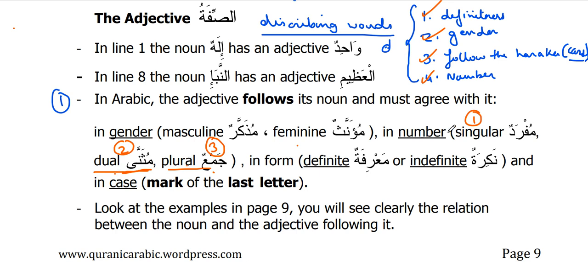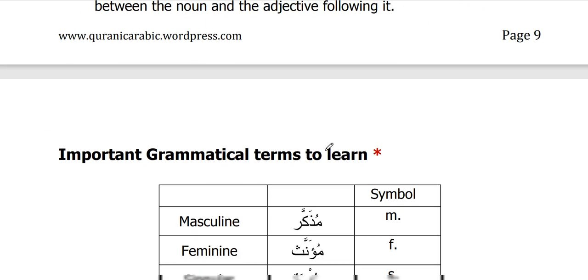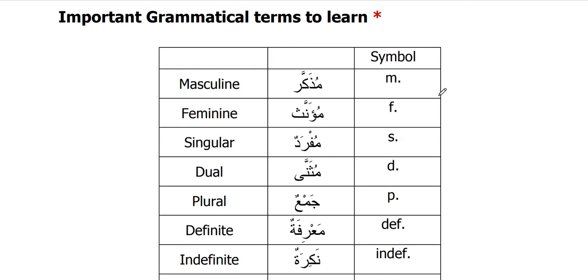So if the noun is singular, the sifa follows the noun. If it is a dual, the sifa will also be dual. If it is a plural, sifa will also be plural. So these are the important points regarding sifa. So now let's move on to the next important table here.